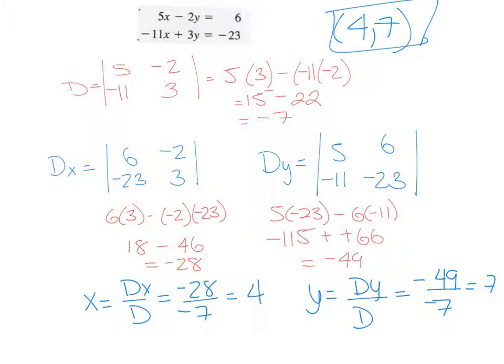So this is what your answer should look like. We went ahead, we found matrix D. Remember that that's your coefficient matrix. Find your diagonals, subtract them. We get -7 for D. Then for dx, you take your answer column that goes here for dx, here for dy in matrix D. Find your determinant values, and we get this. Okay. Then find your ratios in order to find x and y, and our answer is 4, 7.